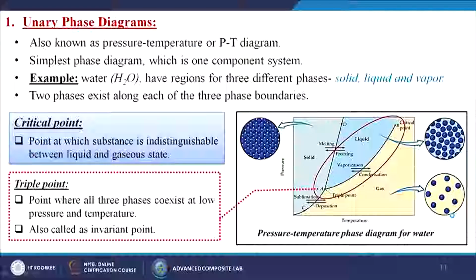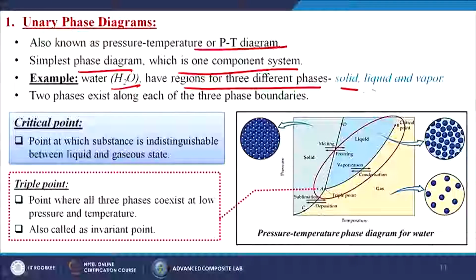So, what is a unary phase diagram? It is also known as the pressure-temperature or PT diagram. It is the simplest phase diagram, which is a one component system. Example, water, H2O, has regions for 3 different phases: solid, liquid and vapor. 2 phases exist along each of the 3 phase boundaries.